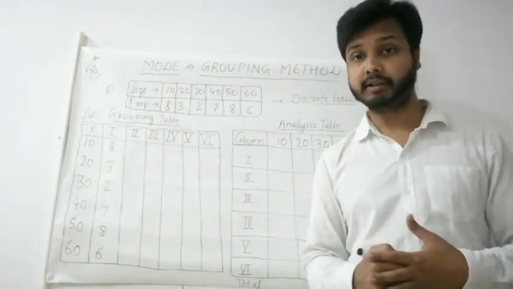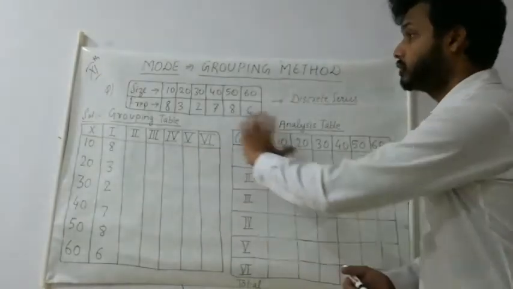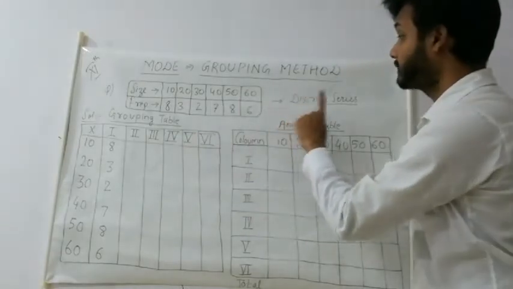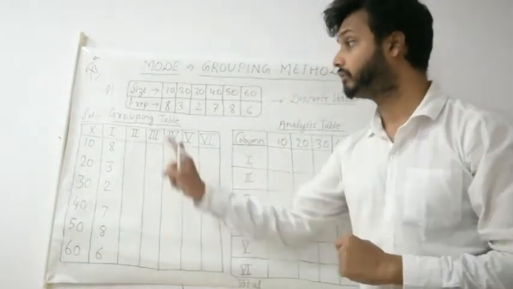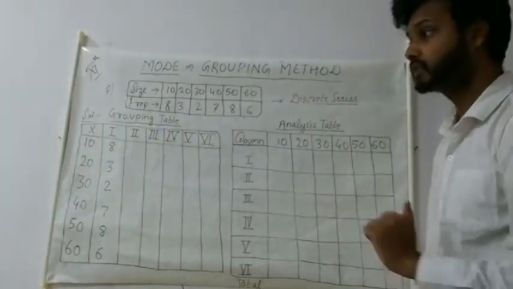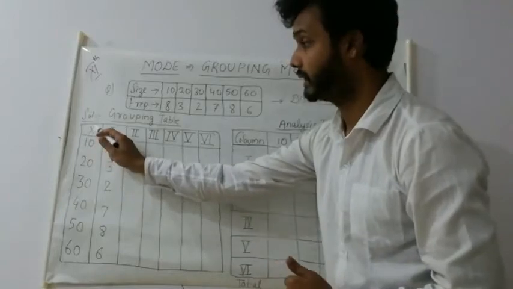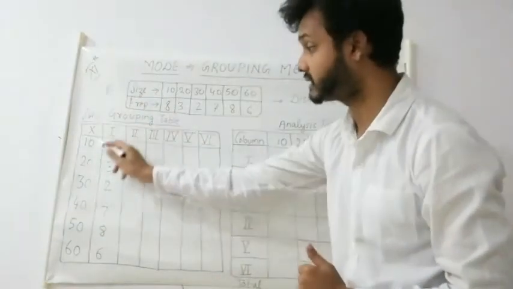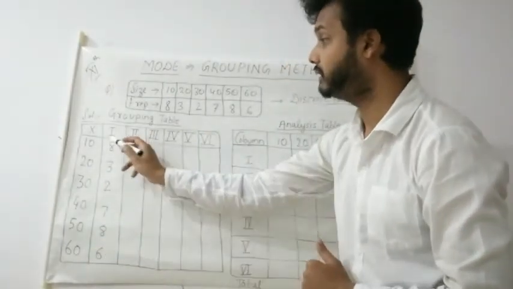So students, here we have a question which is related to grouping method. Okay, so here is one example where size and frequency is given. It means that it is a question of discrete series. In grouping method, we will have to make grouping table and analysis table. Okay, see here, this side I have written the class size which is given. Okay, size I have written here, and in this we have to make total of 6 columns.